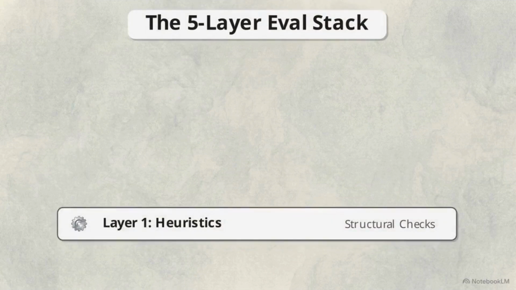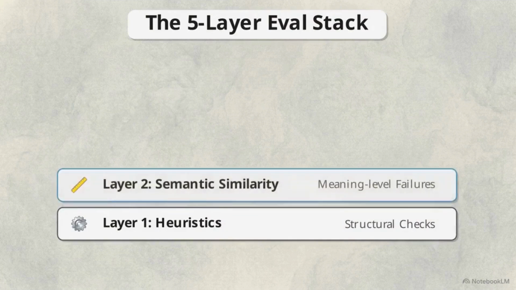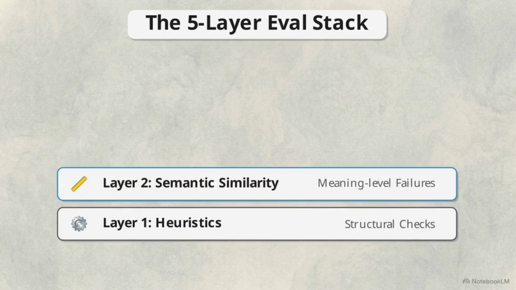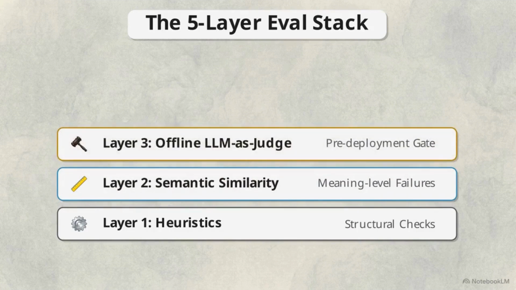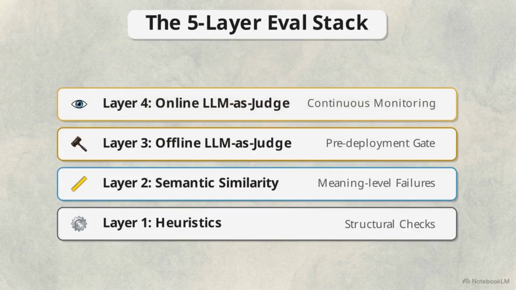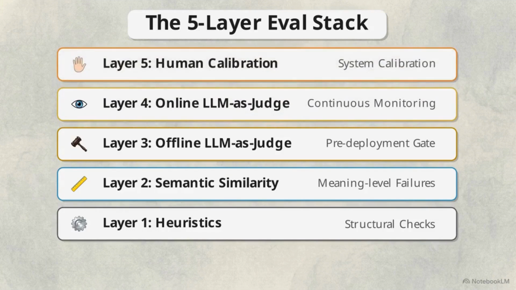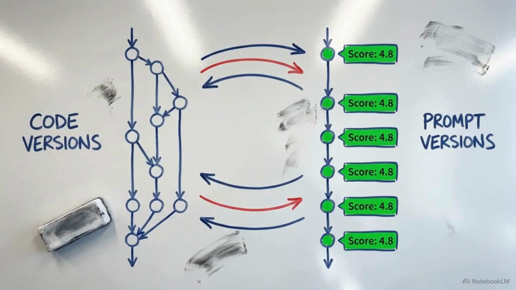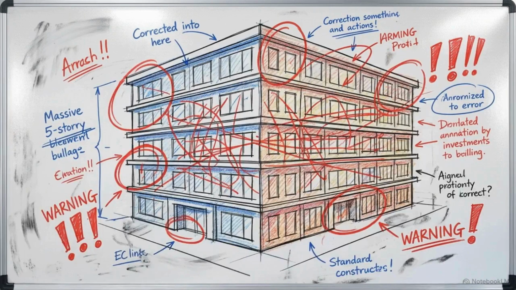At the base is Layer 1, heuristics, catching structural bugs on every request. Layer 2 uses semantic similarity to catch meaning-level failures. Layer 3 uses a heavy offline LLM-Judge as a deployment gate, followed by Layer 4, a lightweight online judge. Finally, Layer 5 adds periodic human spot checks to calibrate automated judges. This layered approach provides the statistical signal needed to iterate on prompts with the same version control discipline used in traditional software development.